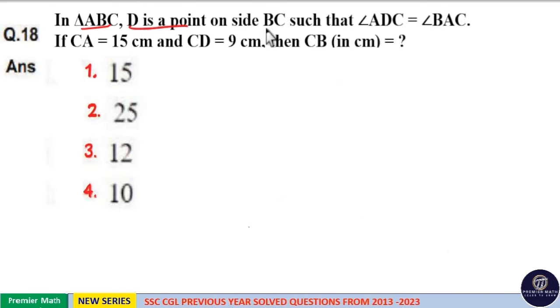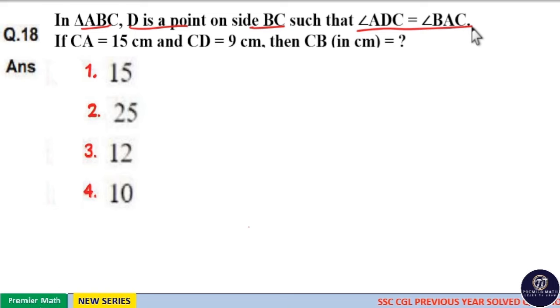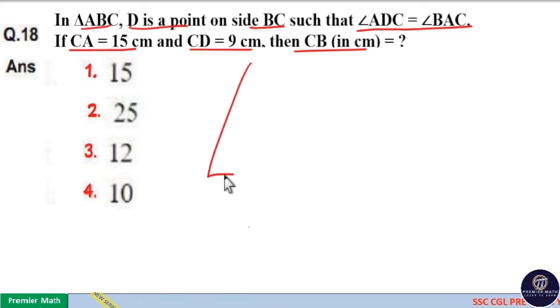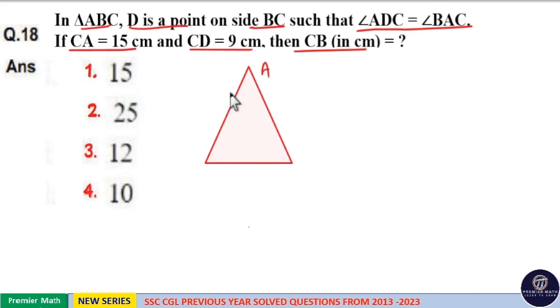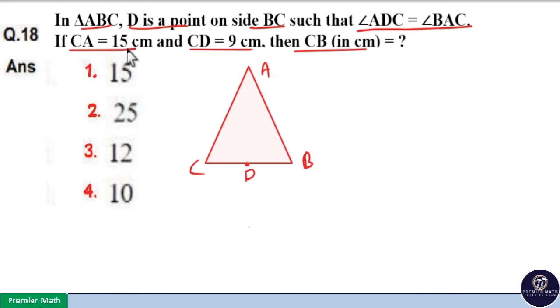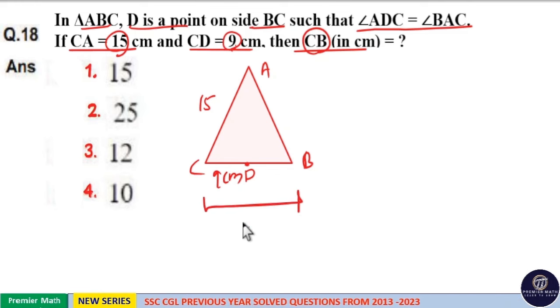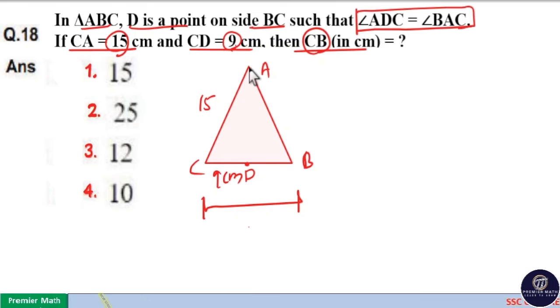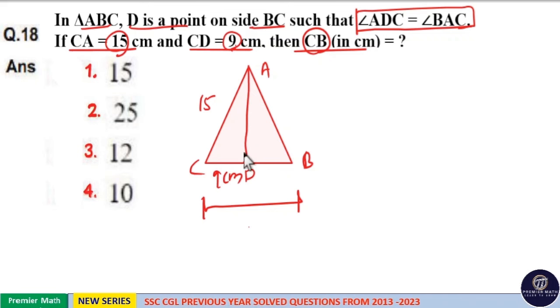In triangle ABC, D is a point on side BC such that angle ADC is equal to angle BAC. If CA is 15 cm and CD is 9 cm, then CB in centimeter is. Here, this is triangle ABC. D is a point on side BC and AC is equal to 15 cm, CD is equal to 9 centimeter. Now we need to find out what is BC in centimeter. Here angle ADC equal to angle BAC.